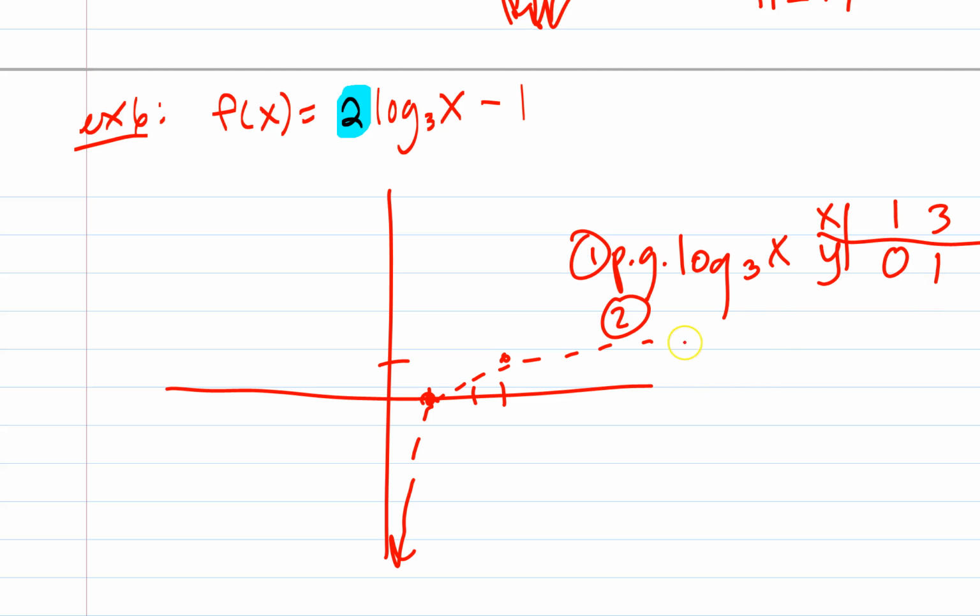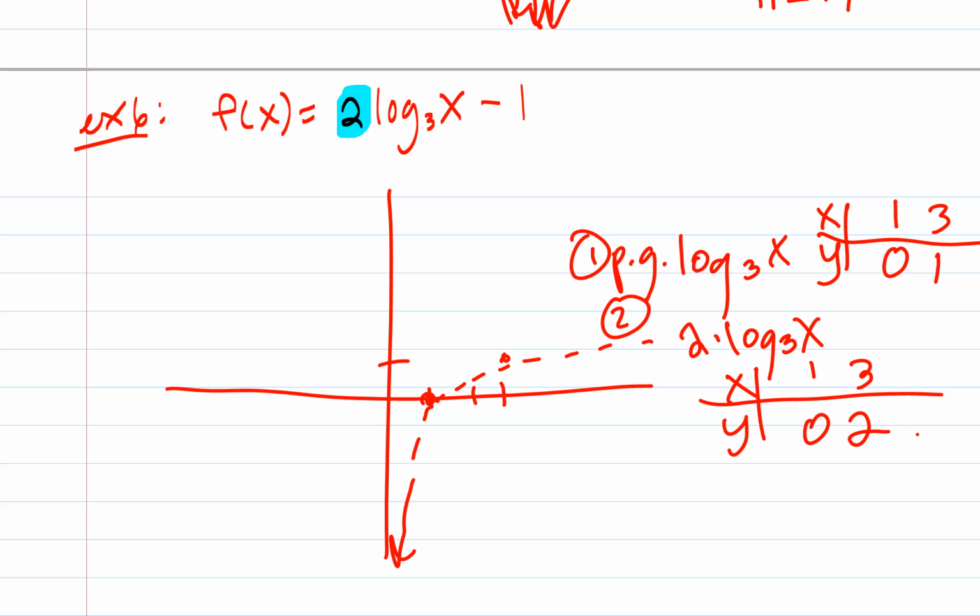Step 2, dilate. What does that do to our table? Well, all the y values are now doubled. So now instead of 1, 0, 3, 1, now it's 1, 0, 3, 2. This graph looks just like the parent, just twice as tall.